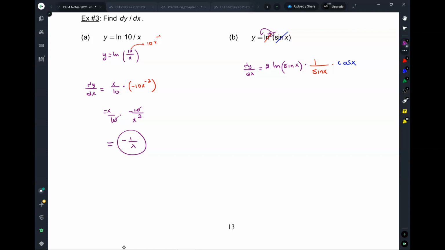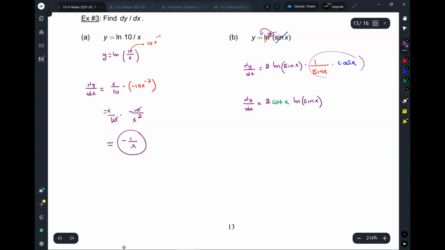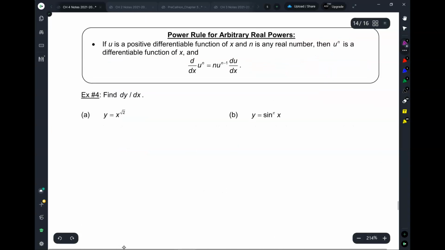Cotangent. Yeah, so this and this together are cotangent, right? So dy/dx is 2 cotangent x ln of sine x. When it's just cotangent of x, I like to move it to the front, because here I have ln of sine x times the cotangent, and it's easy to get crossed between the two of them. That actually was happening on the quiz, so you'll see in a little bit.